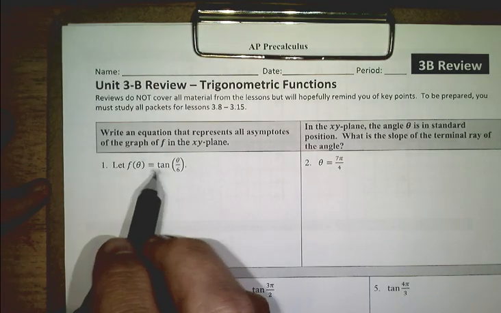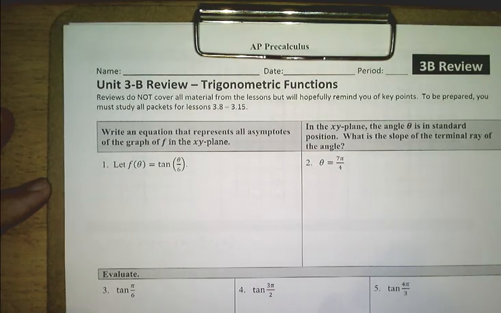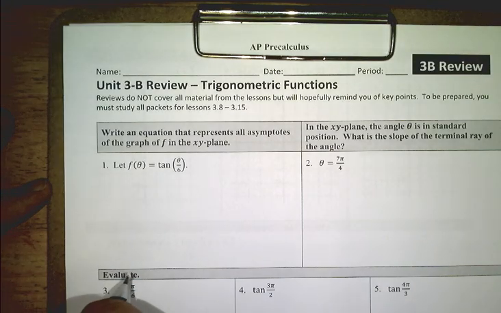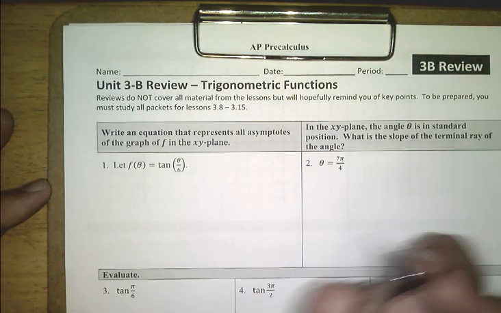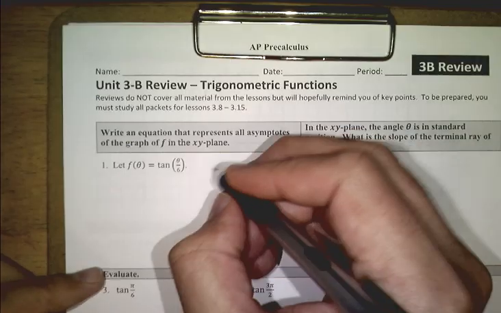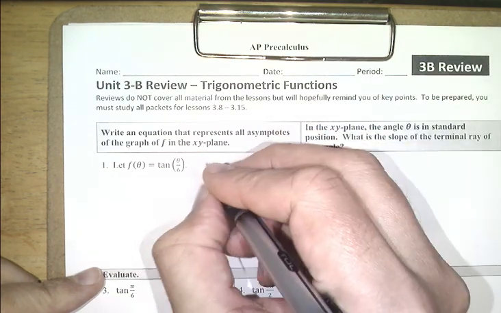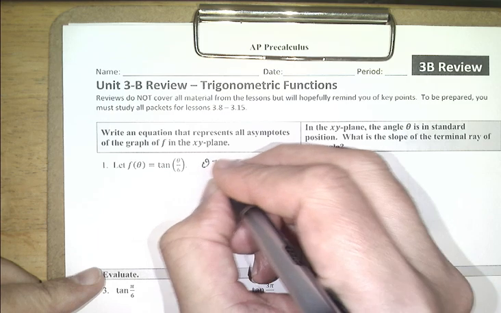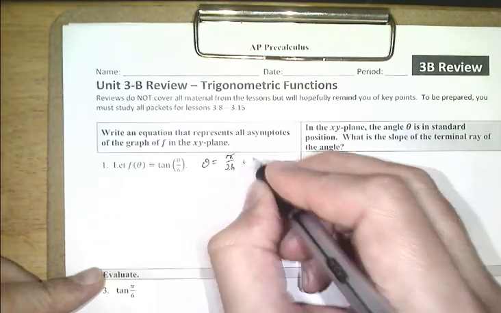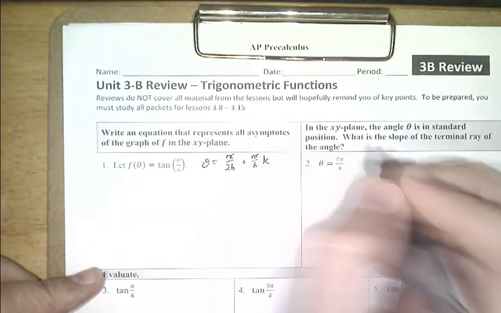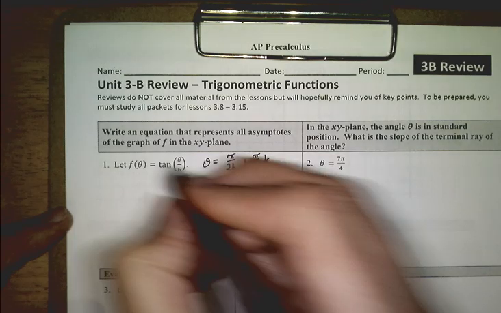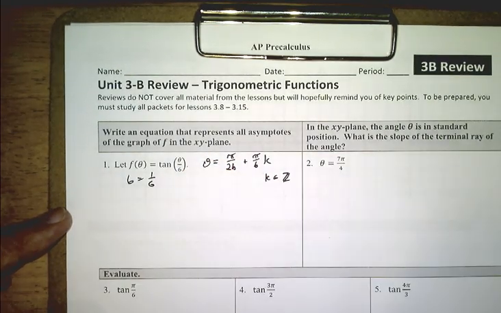Let f of theta equal tangent of theta over 6, and this is asking us to write an equation that represents all the asymptotes of the graph in the xy plane. For tangent, you'll have an asymptote whenever theta is pi over 2b plus pi over b times k, where k is an integer. So here b is equal to 1/6.